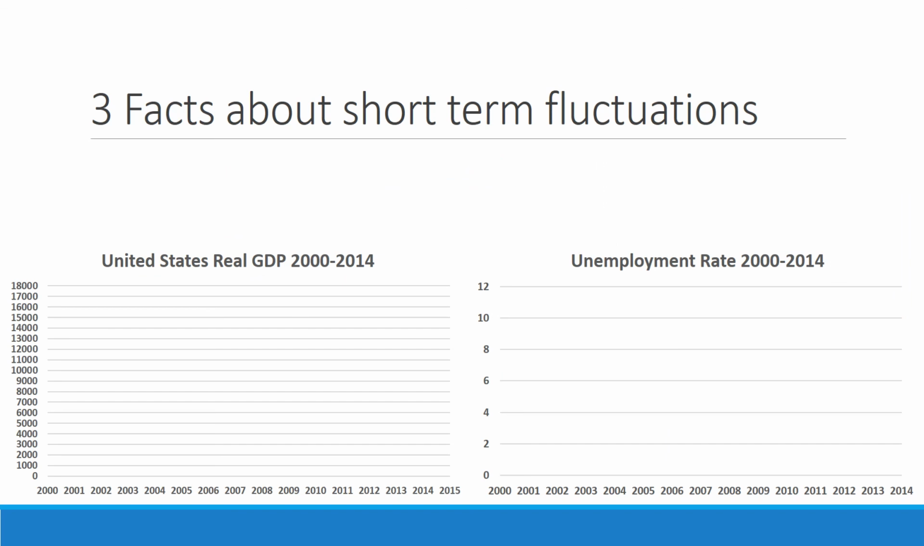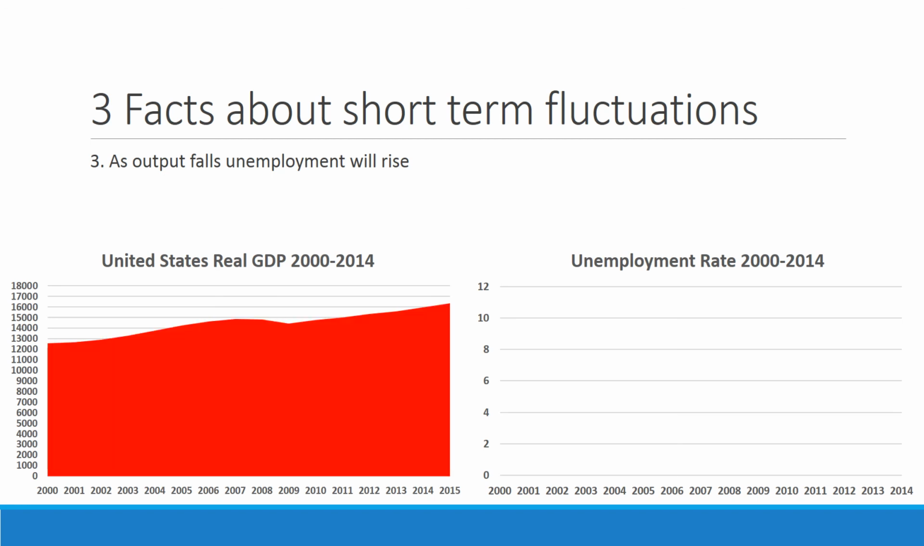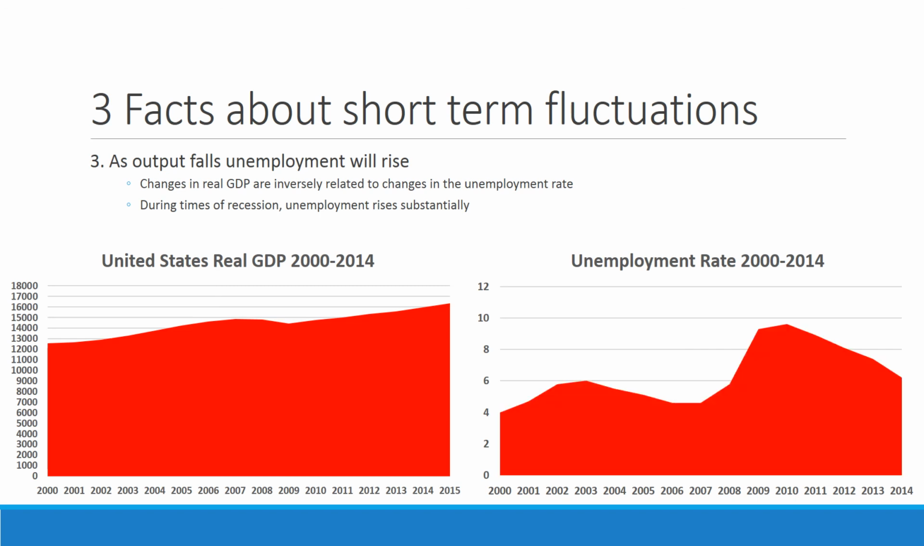Okay, so let's look at the third one. I've got these two charts that we're going to be coming up here. The third one is output falls, unemployment will rise. And this is one we've been talking about already. So whenever we see real GDP in decline, what we'll know is that the changes in real GDP are inversely related to changes in the unemployment rate. So they're both going to change, they're just going to go in different directions. During times of recession, as in 2008, 2009, unemployment will rise. Well, we've looked at this already 3 times now, so we should get this.